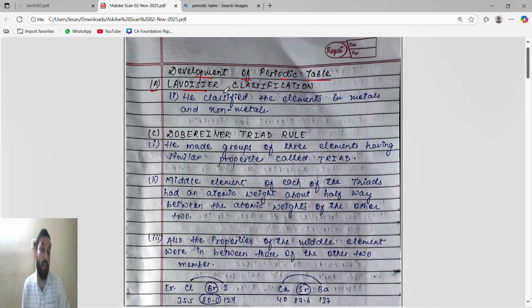There was one scientist whose name was Lavoisier. He came with the classification. At the starting of the development of the periodic table, one scientist came whose name was Lavoisier. Lavoisier did the classification. He classified the elements into metals and non-metals. That's it. He said, okay, fine, these are the total elements we discovered, so I will differentiate the elements based upon metals and non-metals.